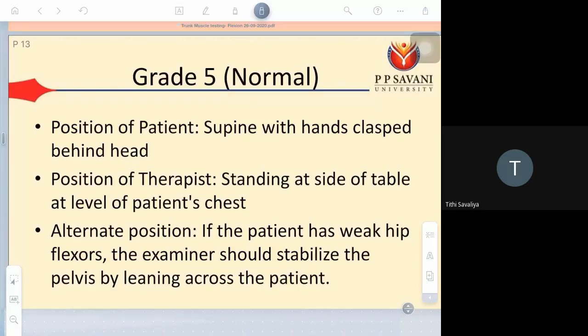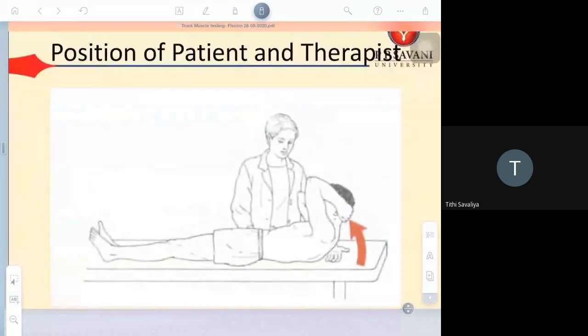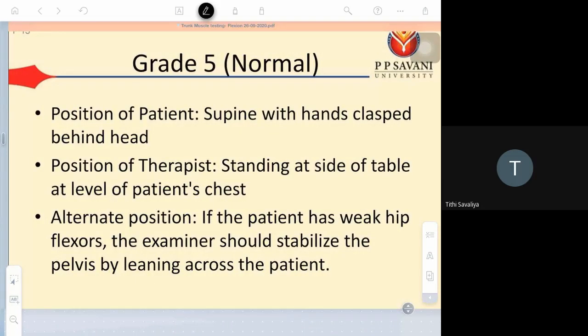Position of the patient is, I show the diagram first. This is the position of patient and therapist. So you have to keenly watch the position of the patient. Clear? The hand is behind the head. Patient position is supine with hands clasped behind head. Position of the therapist: standing at the side of the table at the level of patient chest.